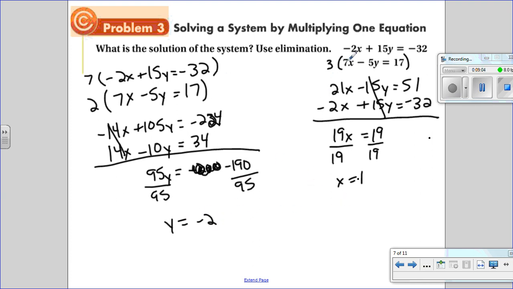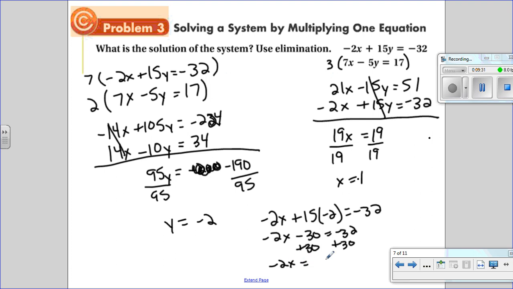And now you can plug in negative 2 back up here. Negative 2x plus 15 times negative 2 equals negative 32. Negative 2x minus 30 equals negative 32. We add 30 to both sides. We get negative 2x equals negative 2. Divide by negative 2 and x becomes 1. And therefore your solution is 1, negative 2, which comes out to be the same as if you would have done it the other way.